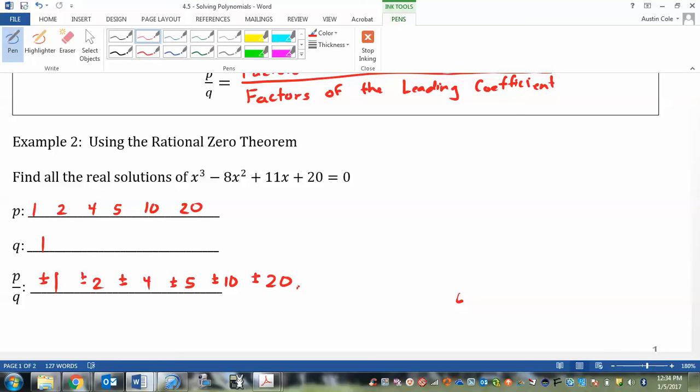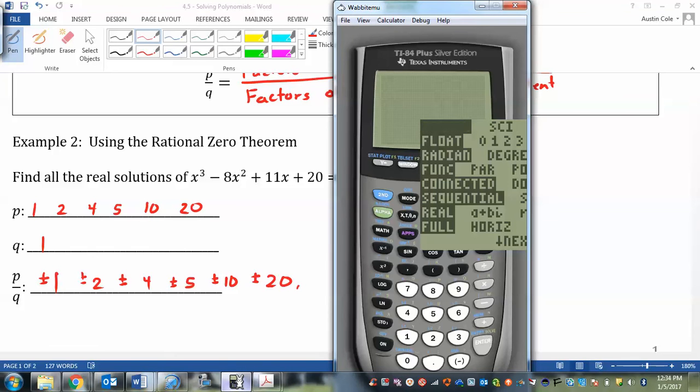Now, everyone needs a graphing calculator. I want you to graph that in our graphing calculator. And I don't think mine works. I never got mine fixed.